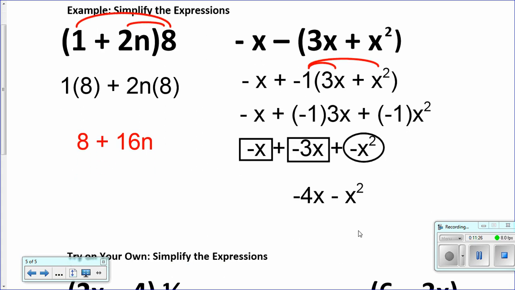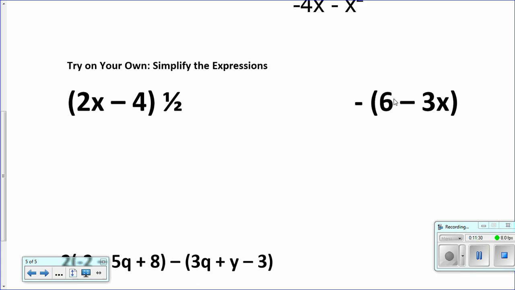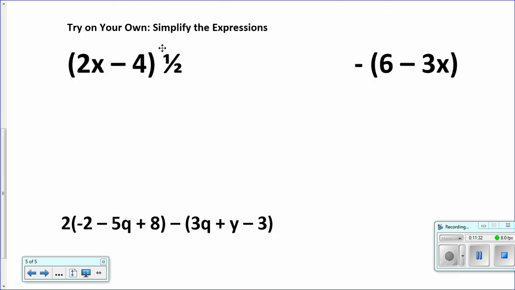Okay? Now, you will be tasked with completing these 3 on your own. Okay? And that's it for the try on your own. Give it a try. We'll go over it in class to make sure you guys got it. And if you have any questions, make sure you write them down.